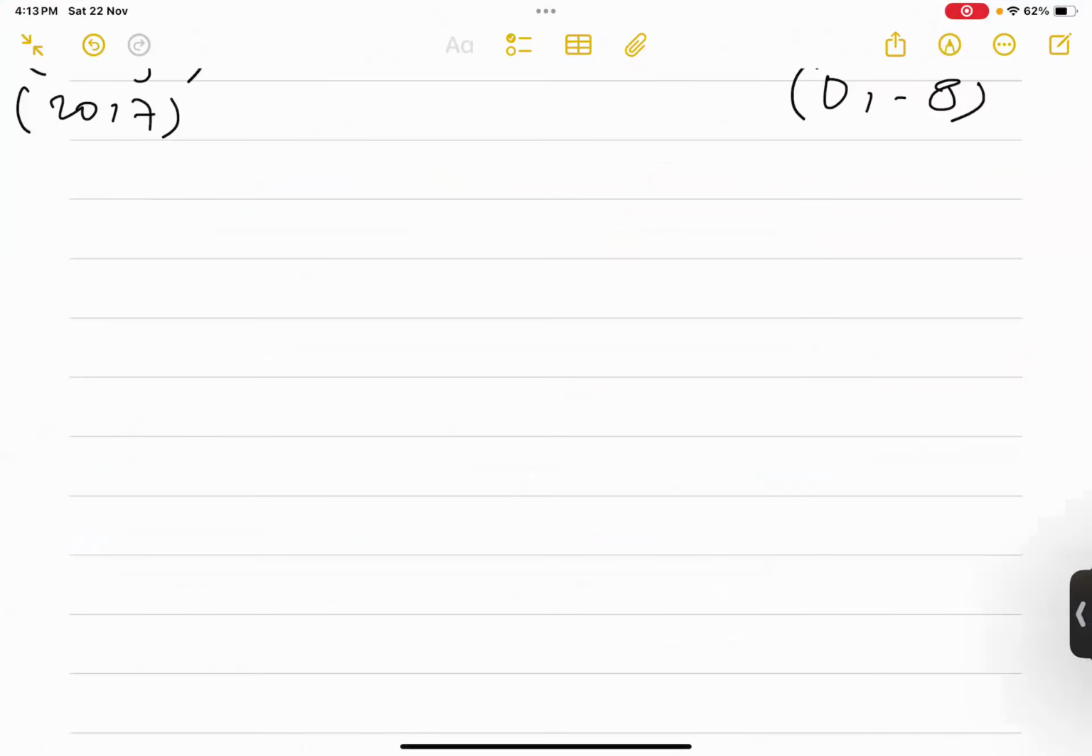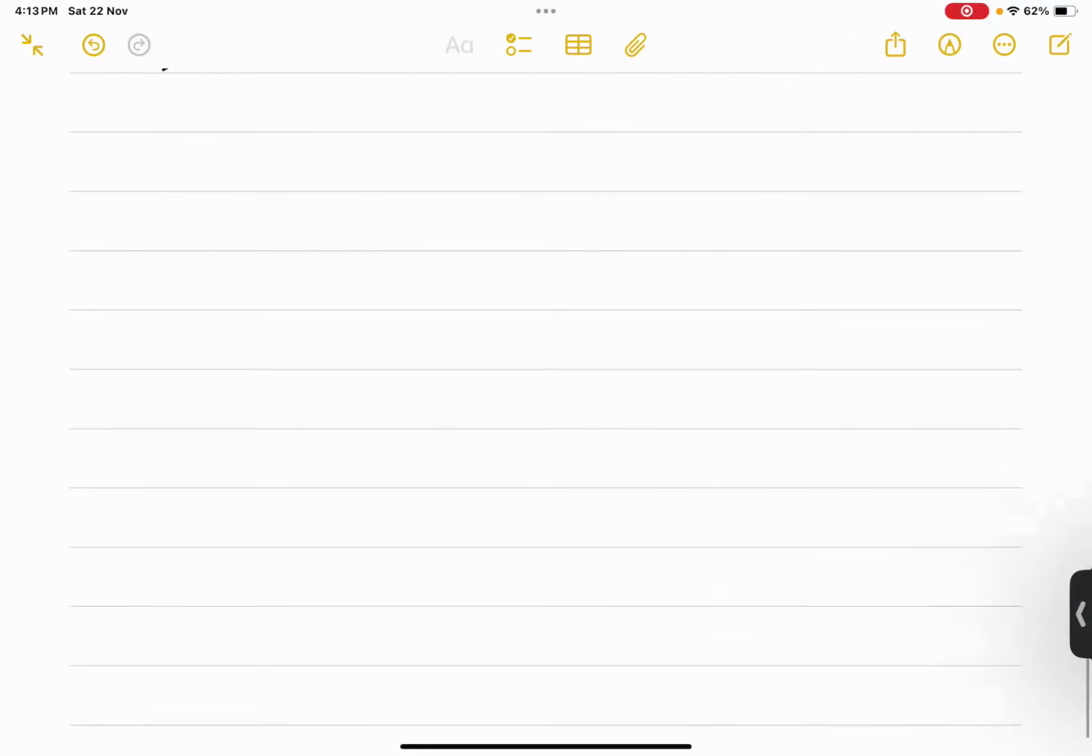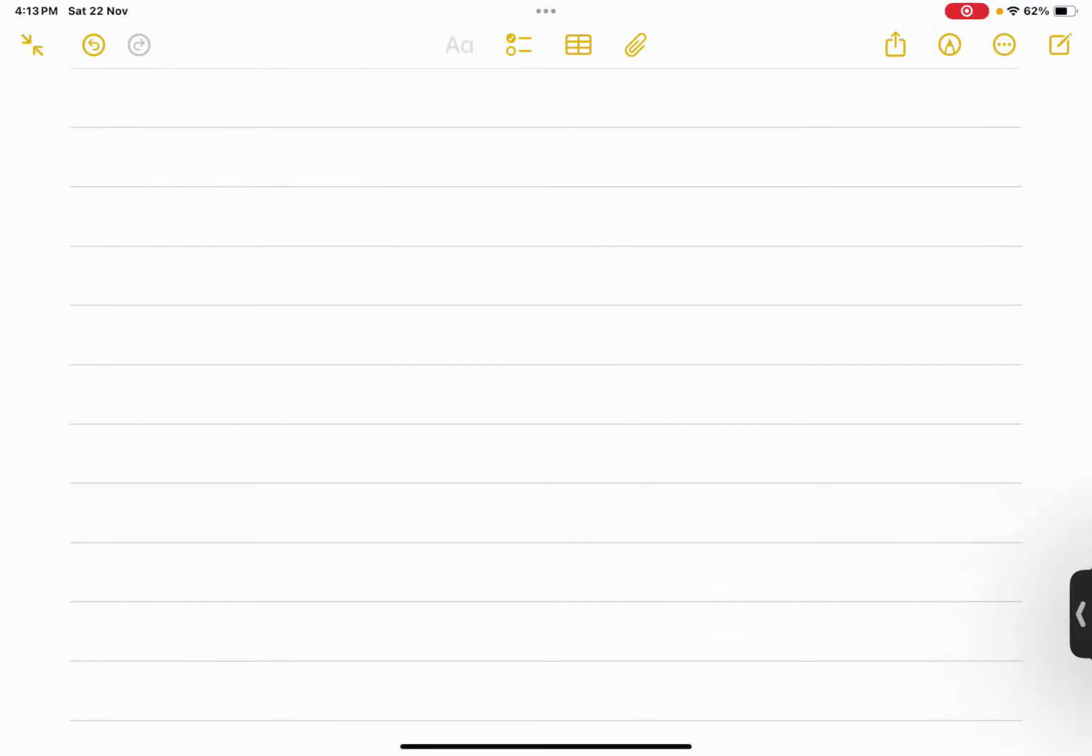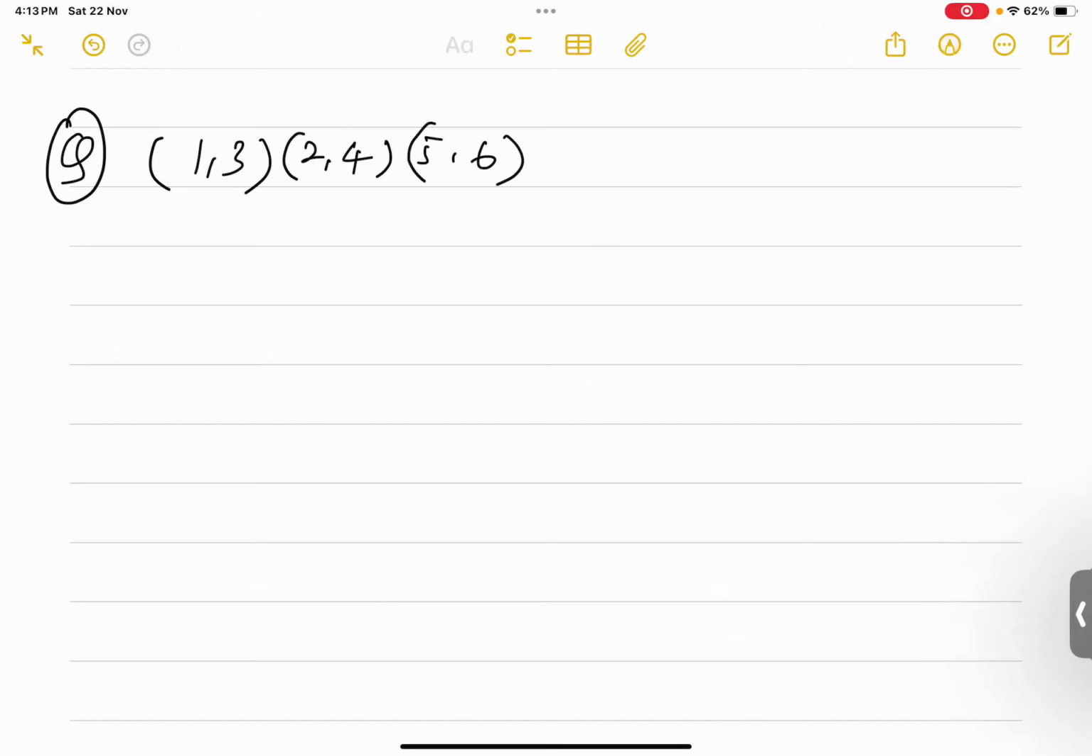Let's go to the next problem. That is the next concept rather. That is area of a triangle and area of a quadrilateral. So I'll take some random examples. So there are three vertices. This is not from the worksheet. 1, 3, 2, 4, and 5, 6. These are the three vertices of a triangle. We need to find out the area of this particular triangle. Okay. So understand the calculation.